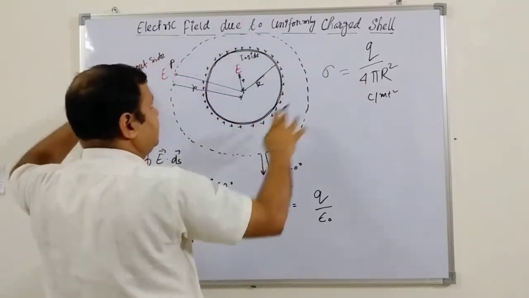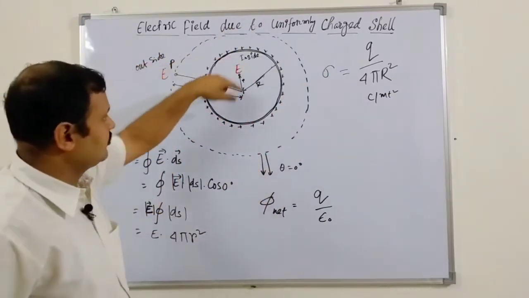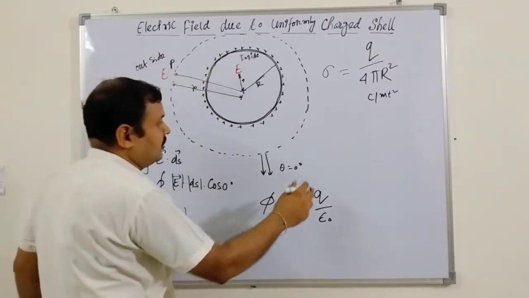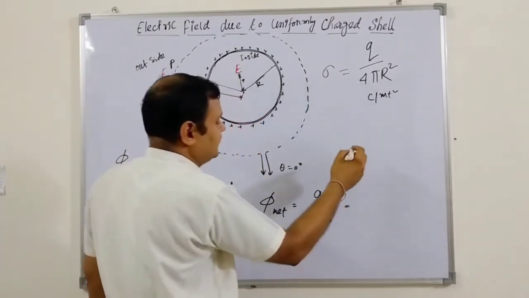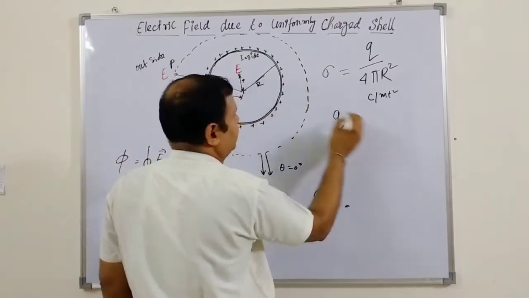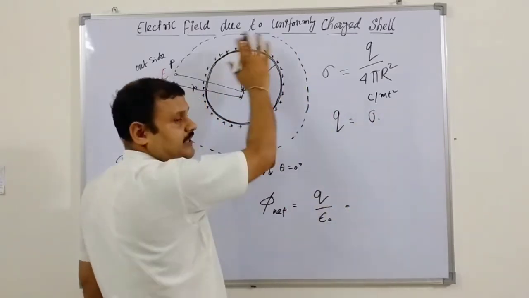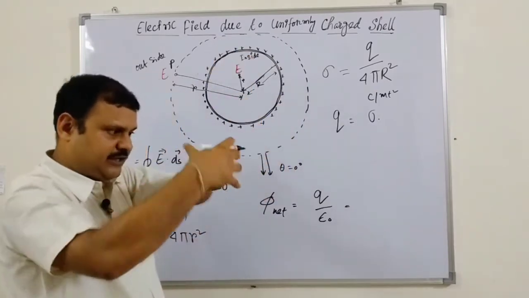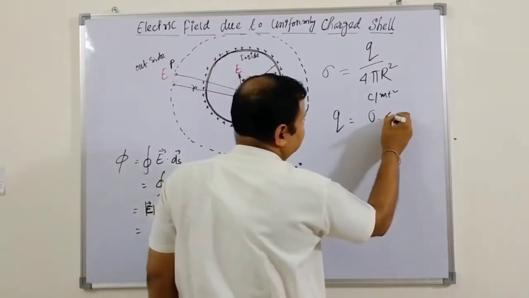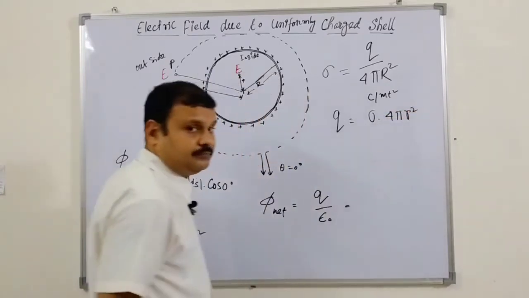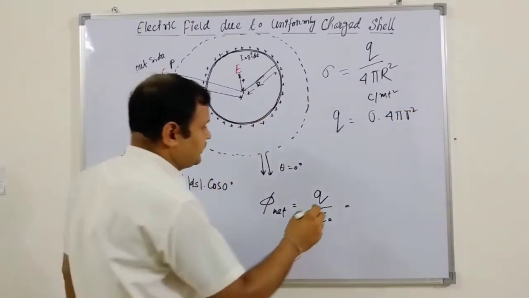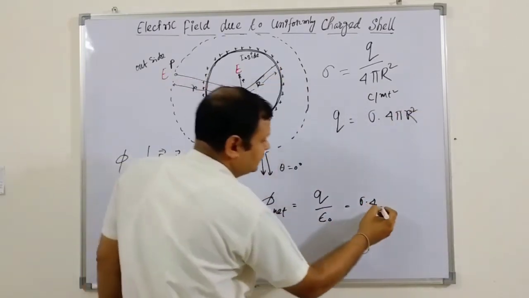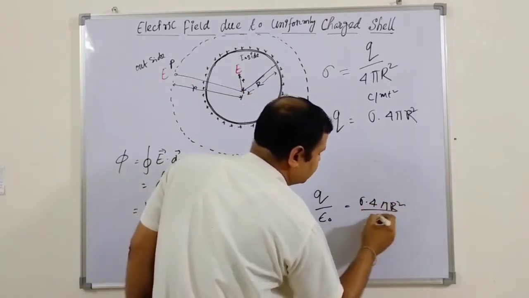The enclosed shell has a total amount of charge content Q, and over epsilon naught. If the areal density is sigma, the Q content of this charged shell would be sigma times the area of the shell. The radius is r, so the total area of the shell is 4 pi r square. So this is sigma times 4 pi r square, over epsilon naught.